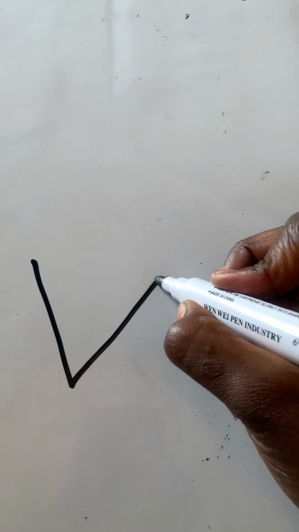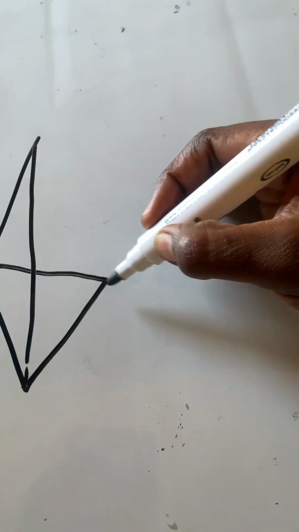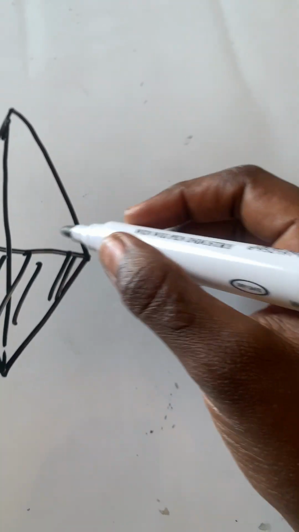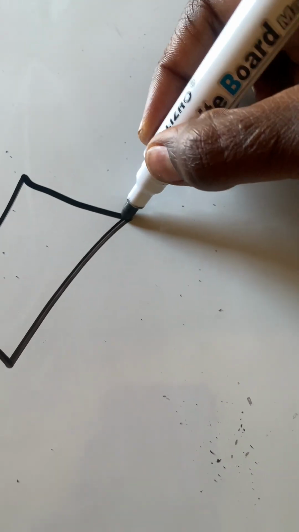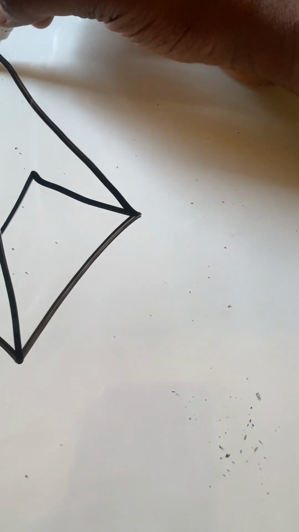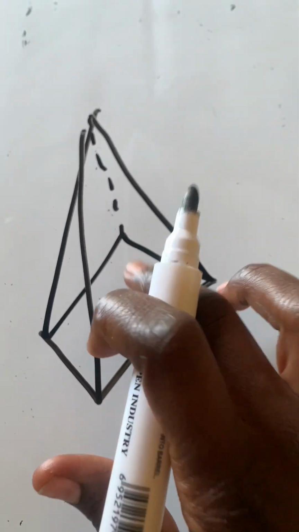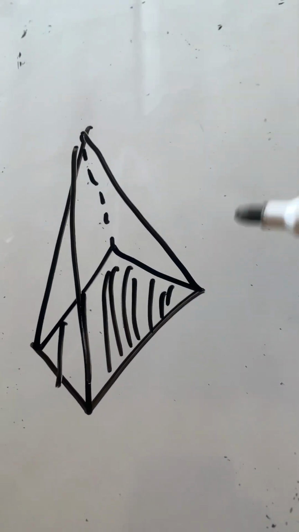If the base is a triangle, like that, and then like that. So this is the base. If the base is a triangle, it's a triangular pyramid. I'm really not an artist, so bear with me. If the pyramid has a square, so we have something like that, and then it comes like that. So when the base is a rectangle, it's a rectangular pyramid.